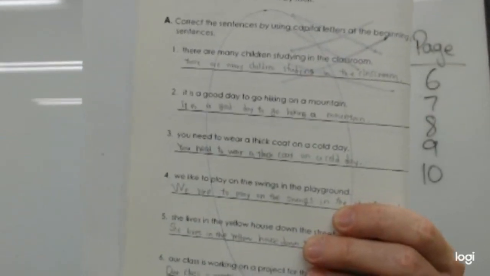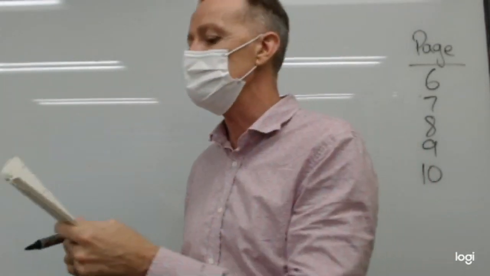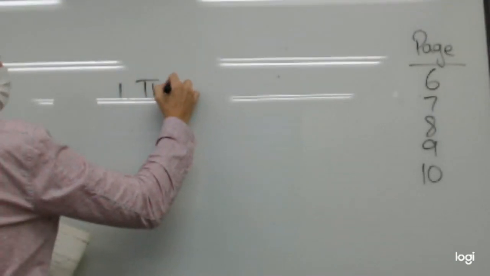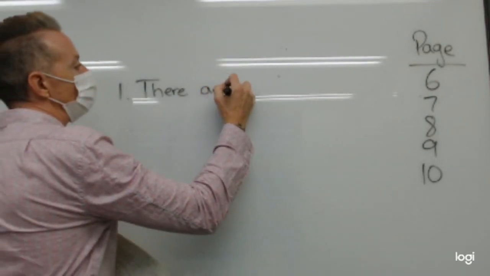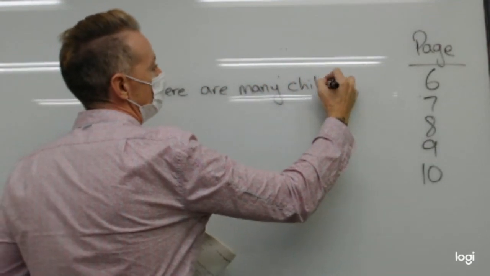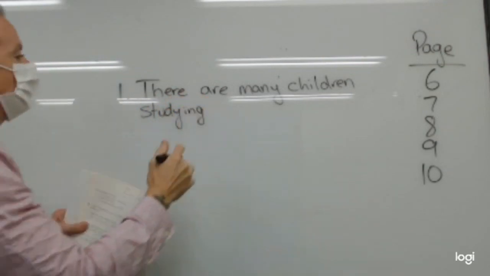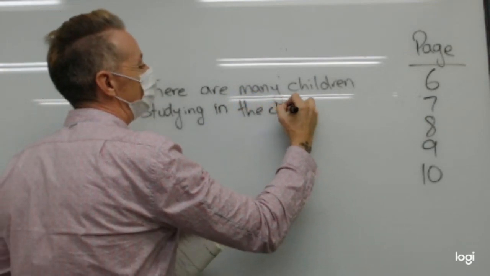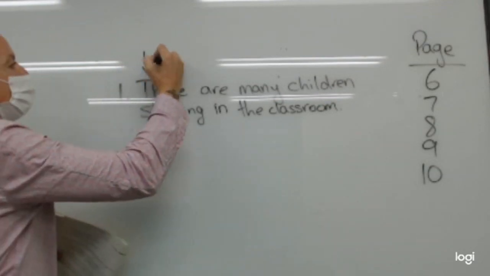Number one, you have to correct the sentences using a capital letter. Number one: there are many children studying in the classroom. What is wrong? Something is wrong with that sentence. The first letter is not a capital. Yes, so you have to change it. Write the sentence like this: There are many children studying in the classroom. Good. Make sure you have a capital T.